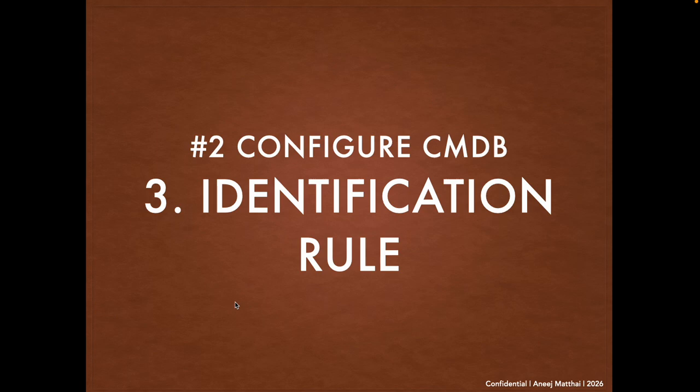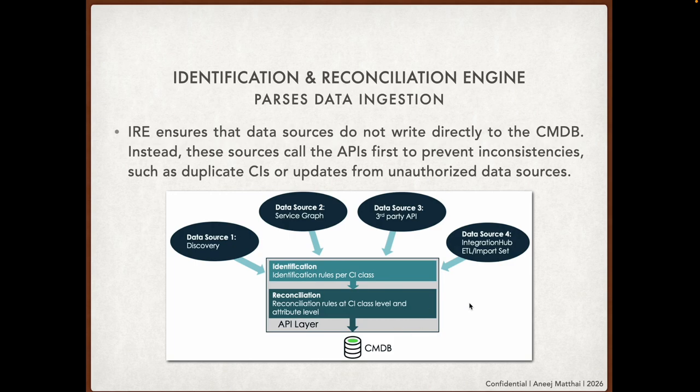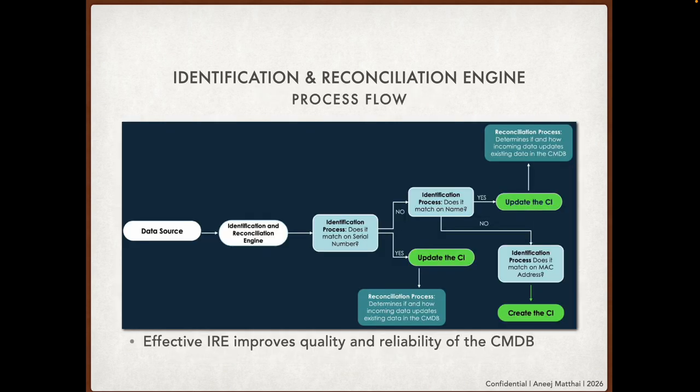We wanted to see how the identification rule works in ServiceNow. We know that any data feed that comes to your CMDB has to go through the IRE, the identification and reconciliation engine. But let me choose a different diagram. Here is your diagram where a data source is pushing data. This is your IRE engine, where it runs through certain identification rules.